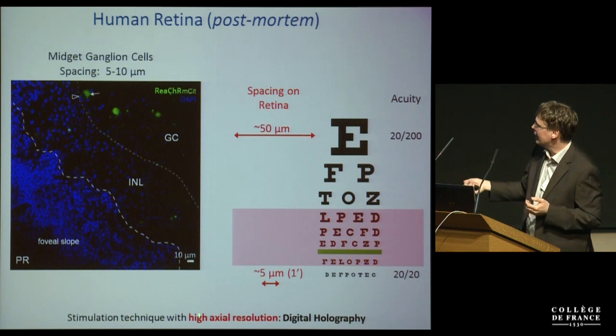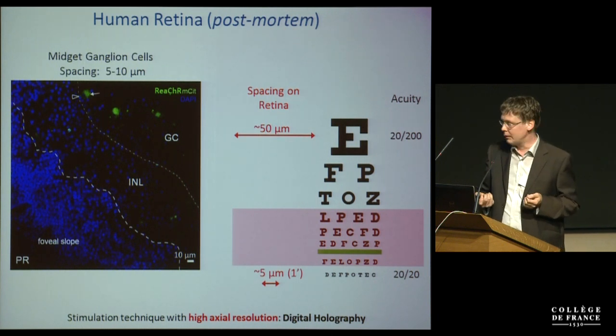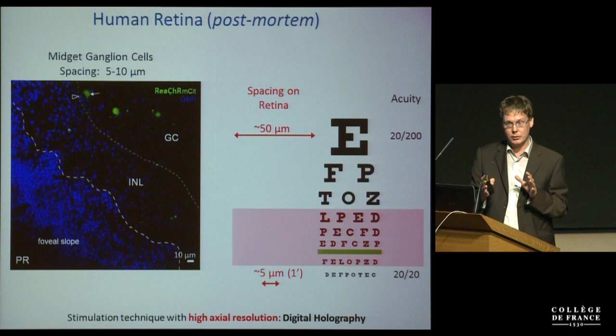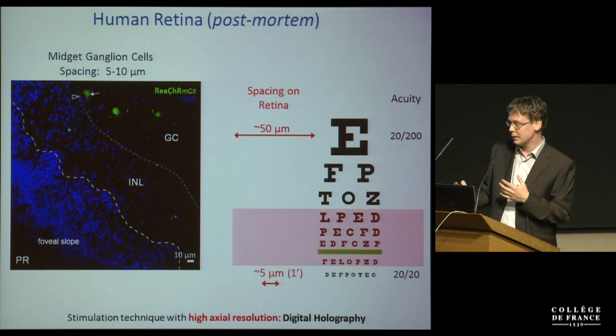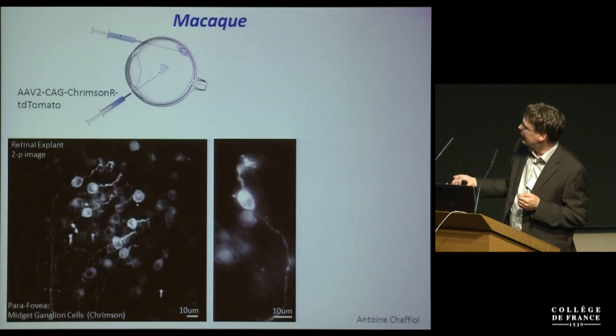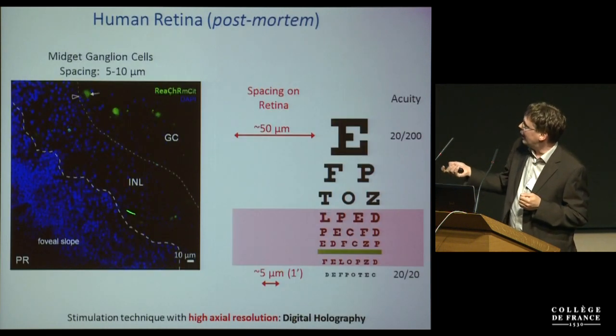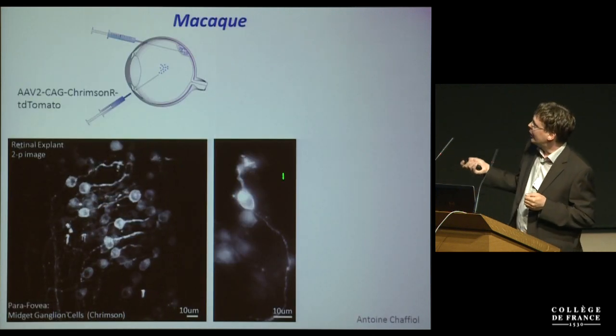So this is why it's very interesting to have this technique, like digital holography, where you can increase the axial resolution already in one photon. I'm not talking about the 2 photons. So Valentina can tell you some tricks about it, and how you can achieve this high resolution. And this will bring me then to some in vivo data from the macaque.